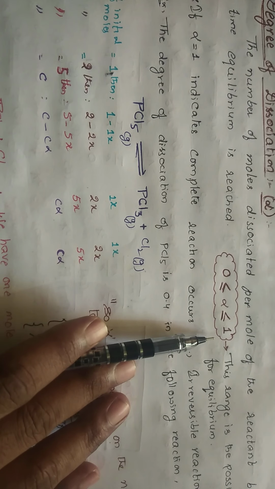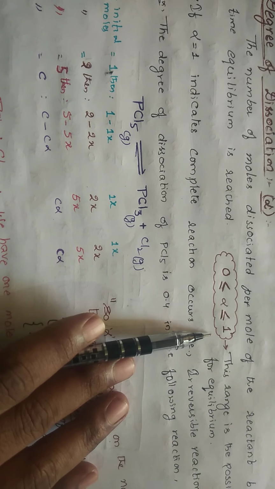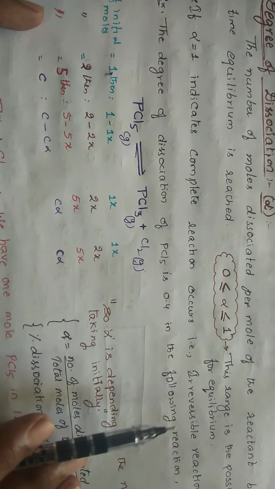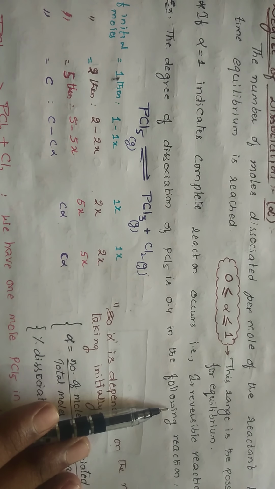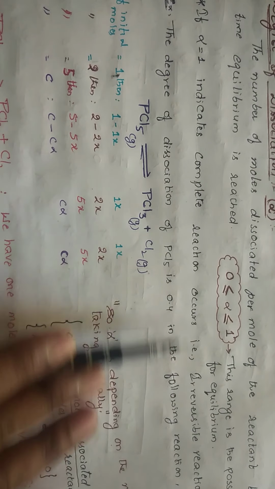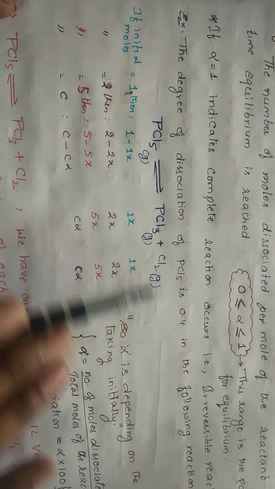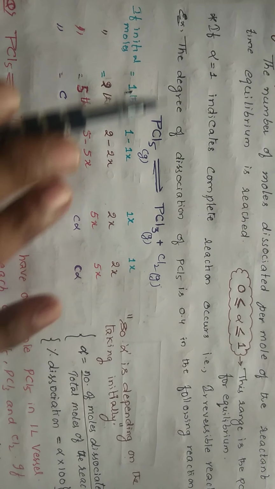And if the value is completely 1, what does it indicate? It indicates that all the molecules have been dissociated and there is no reversibility in the reaction. So that type of reaction is called an irreversible reaction. That reaction will not go backward, so the reactants will not be obtained again. We will not be dealing with that condition. So let us go into an example and see how it should be taken while solving problems.